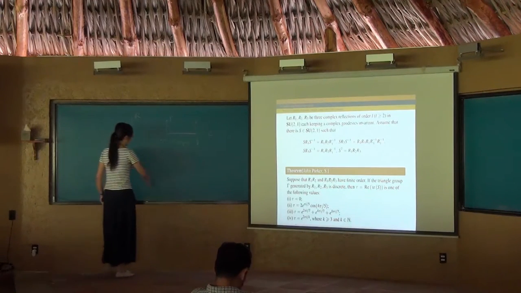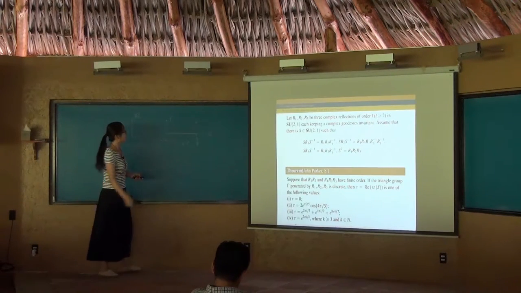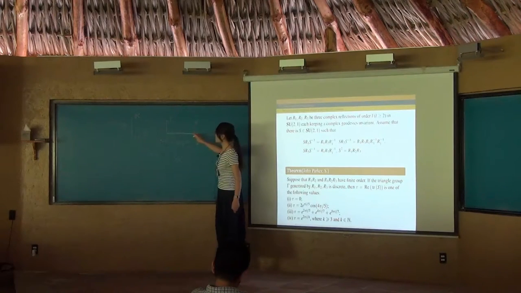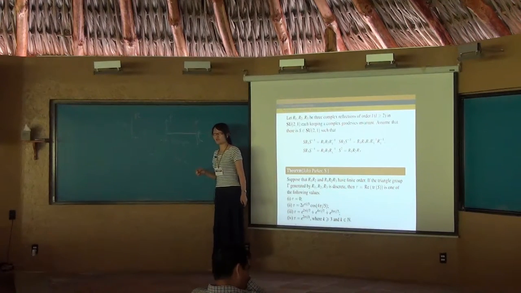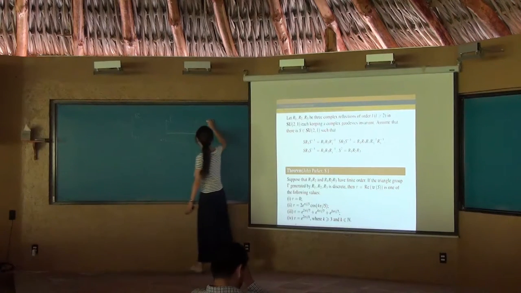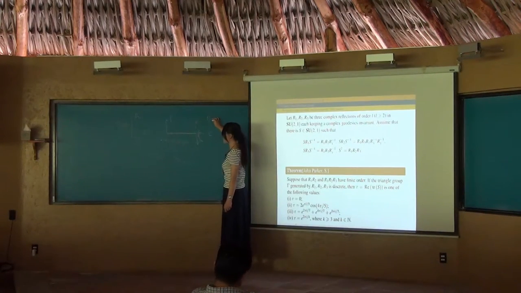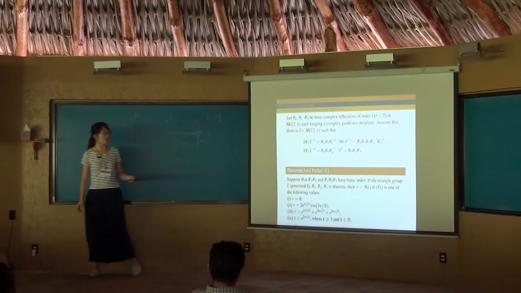Firstly, I want to say something about the complex reflection of order L. In this case, this complex reflection will map P to itself. But if we consider another one, it will map P to this one, and we can also write the explicit action of this complex reflection with rotation angle theta. If we write theta as 2 pi over L, then the complex reflection will be of order L.